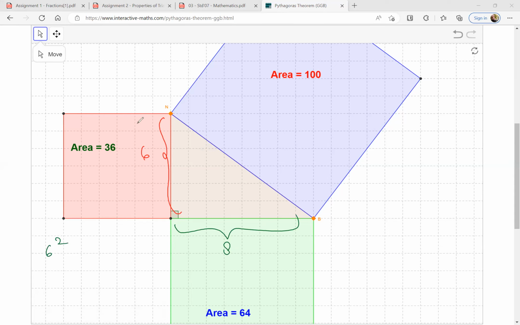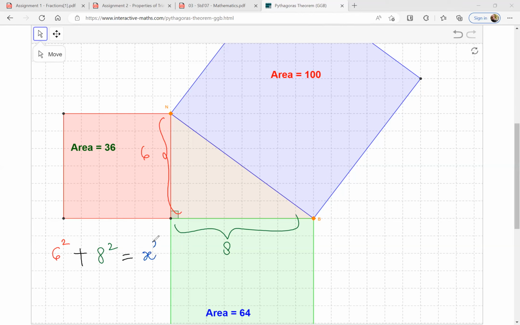If you want to find out the length of the hypotenuse, what do you have to do? You have to do 6 squared plus 8 squared. Very good. And that is going to give you the hypotenuse square. Let's say the hypotenuse is x.